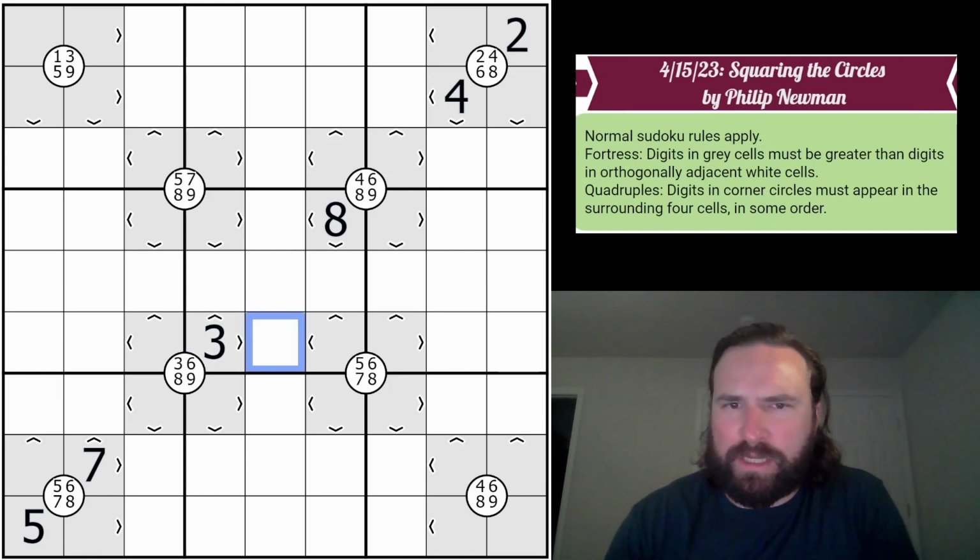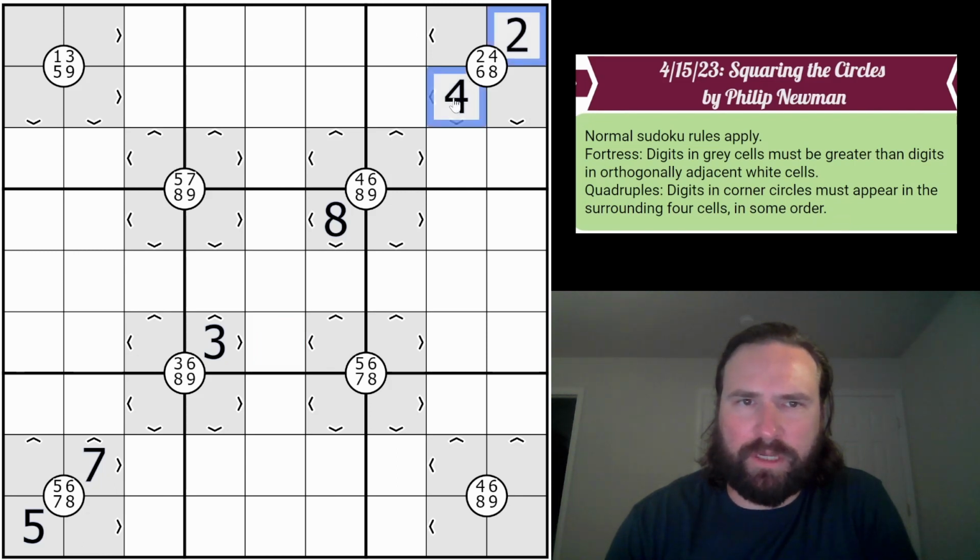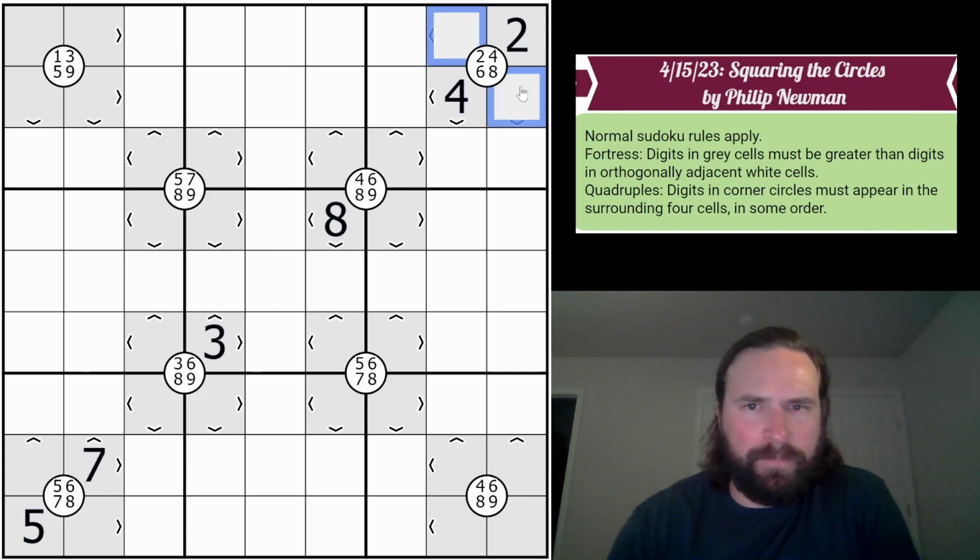Okay, then what's the last rule? Quadruples. Digits in corner circles must appear in the surrounding 4 cells in some order. So we've already got 2 and 4 here, so these are going to have to be 6 and 8. Cool. So these circles tell us the numbers in the 4 cells. All right, let's get into it.